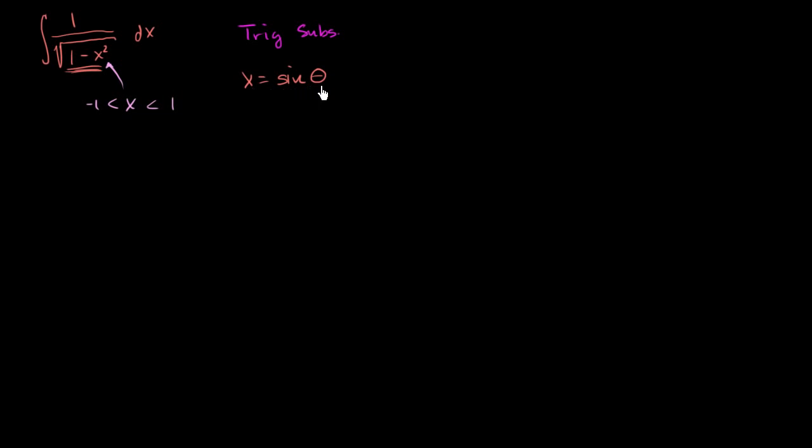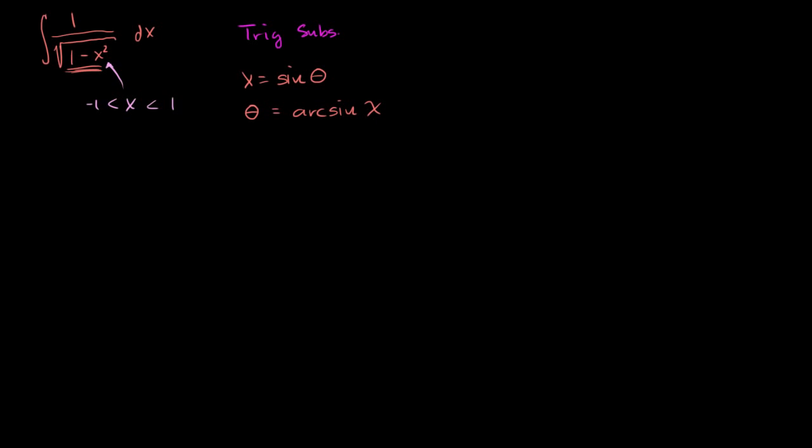So if we say x is sine theta, this actually allows x to be anywhere between negative 1 and 1, including negative 1 and 1. So we're not constraining x more than the domain has already constrained it. Since we're going to have to unwind the substitution later on, let's also define theta in terms of x. So let's also say that theta is equal to arc sine, or inverse sine, of x.